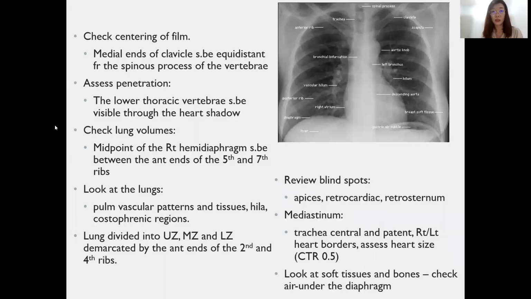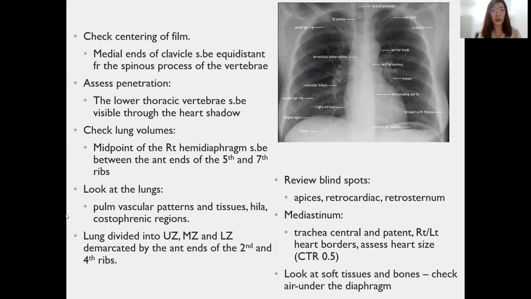Okay, then check the lung volume. We always know that the midpoint of the right hemidiaphragm should be in between the anterior end of the 5th and 7th rib. So we count the ribs: 1, 2, 3, 4, 5, 6, 7. It must always be in between the 5th and the 7th rib. More than that is hyperinflated, less than that is under-inspired.